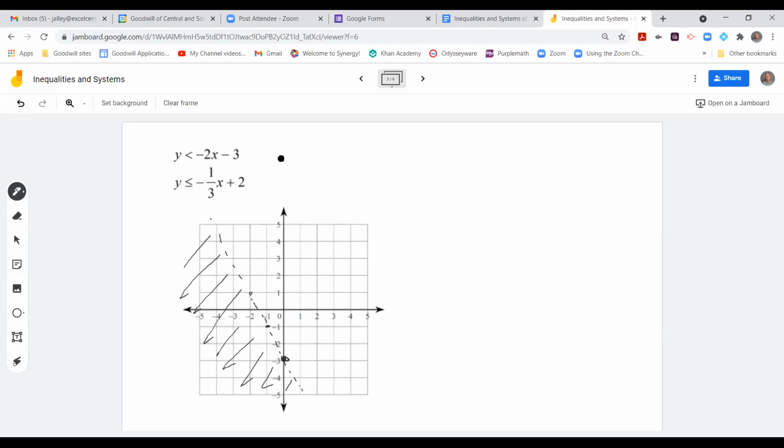Okay, the other one, also negative slope, different starting point, y-intercept of +2, up 1 over 3, up 1 over 3 to the left, up 1, 1, 2, 3 to the left. Solid line.